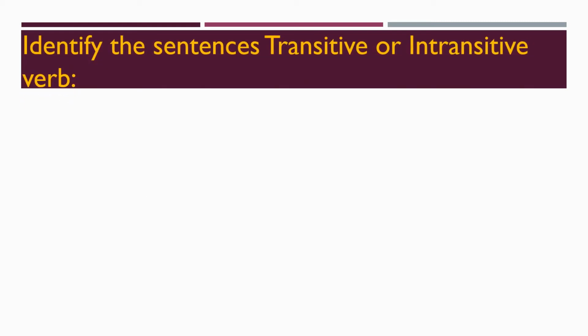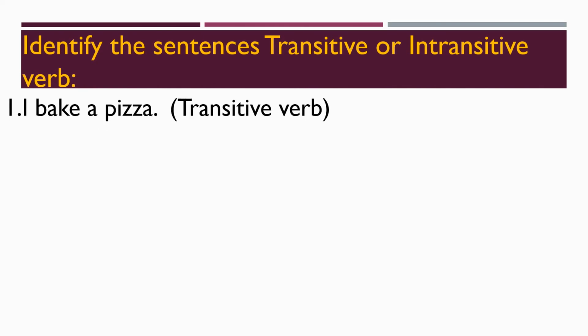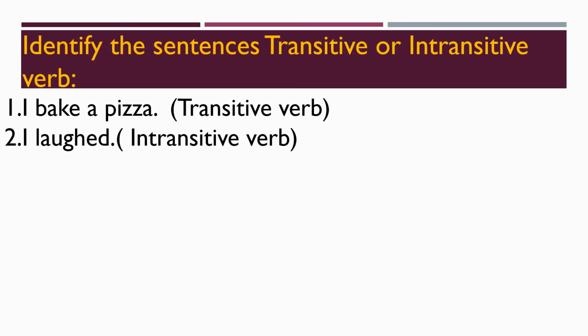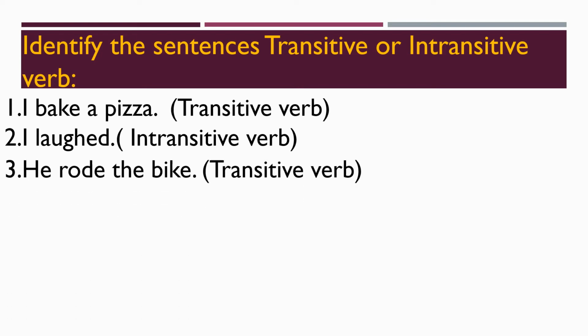Identify whether the verb in each sentence is transitive or intransitive. First, I bake a pizza. I is the subject, bake is the verb, and the object is pizza. So it is a transitive verb. Second, I laughed. Here, laughed is an intransitive verb as there is no object in this sentence.